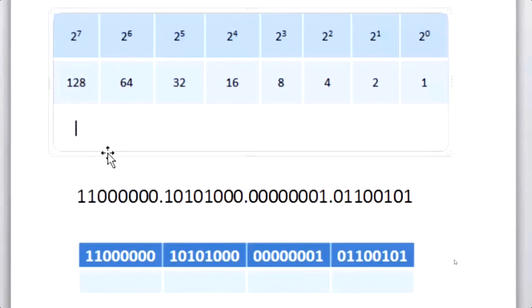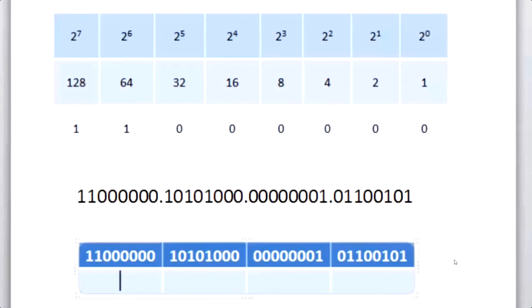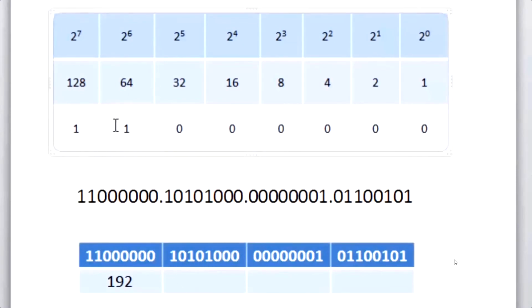We can see that 1, 1, 0, 0, 0, 0, 0, 0. 128 plus 64 is 192. Now, the next octet has 10101. Let's do that one.